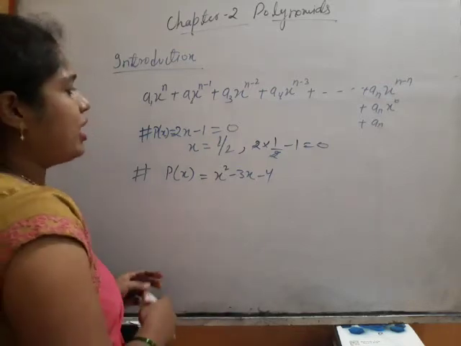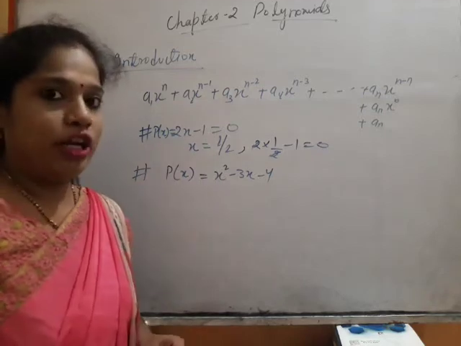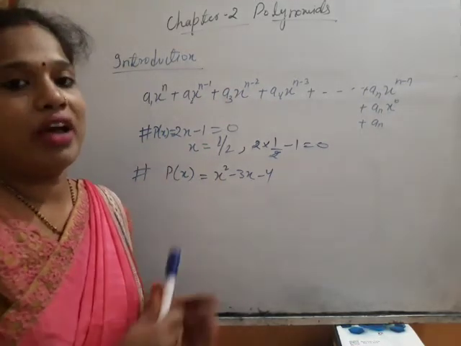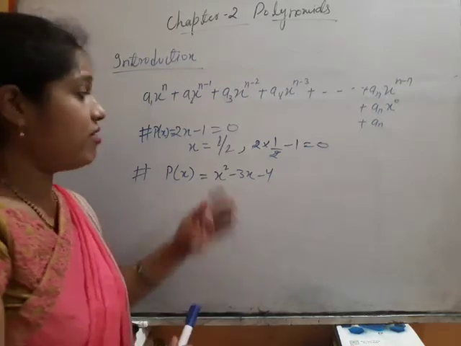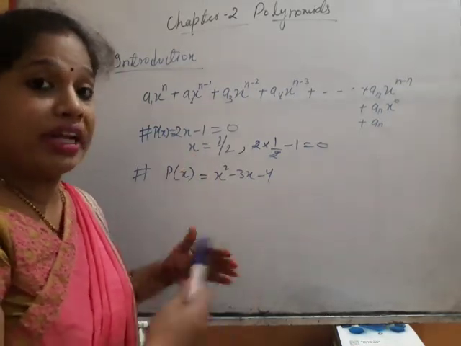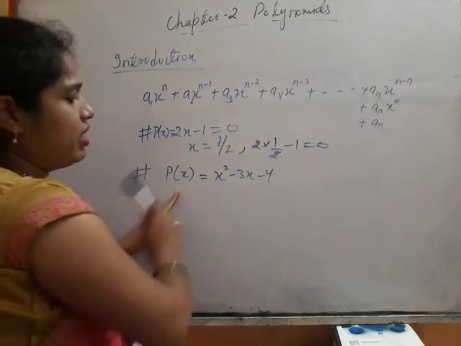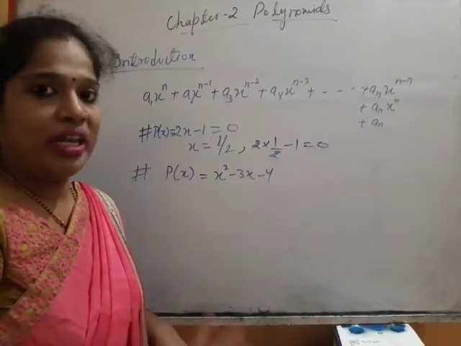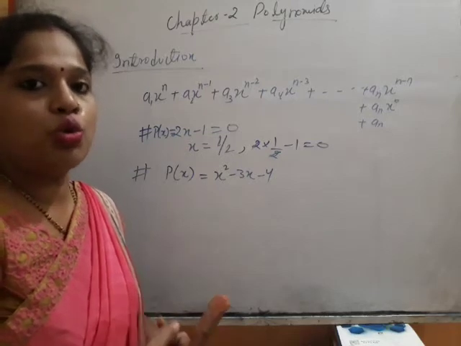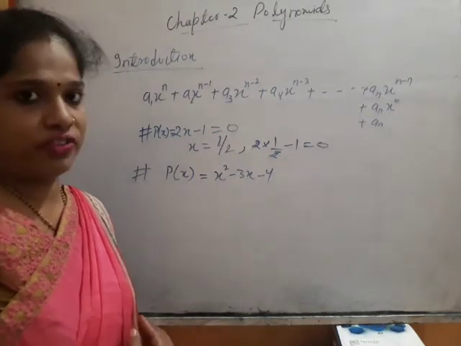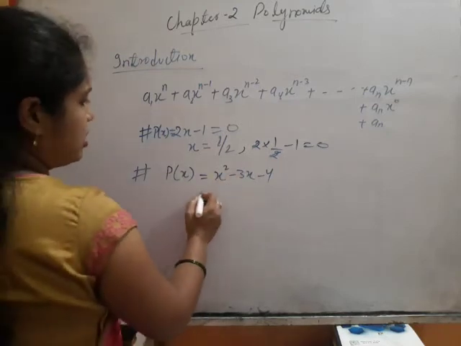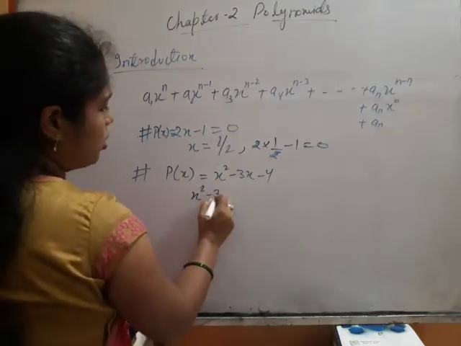And you know that if the degree of the polynomial is 1, we will have only one value of the variable. That means only one value of x we are getting. Then here we are having a polynomial of degree 2. That means how many values of x we will have? 2. How many zeros of this polynomial we will have? 2.